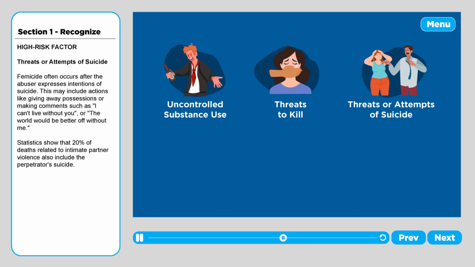Threats or attempts of suicide. Femicide often occurs after the abuser expresses intentions of suicide. This may include actions like giving away possessions or making comments such as, "I can't live without you," or "The world would be better off without me." Statistics show that 20% of deaths related to intimate partner violence also include the perpetrator's suicide.